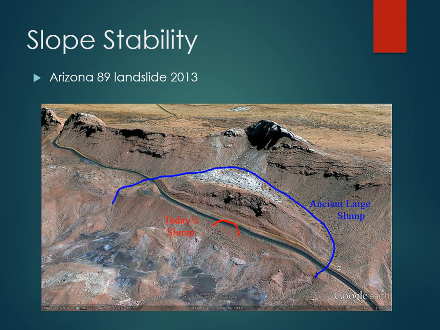So the blue line shows you the outline of the really old landslide. It's easiest to recognize because right above where it says today's slump, you can see lots of layers of red. Those should line up with the layers of red that are right above it. And that white limestone at the very top of the ancient large slump came from that chunk of white at the very top of the slope there.